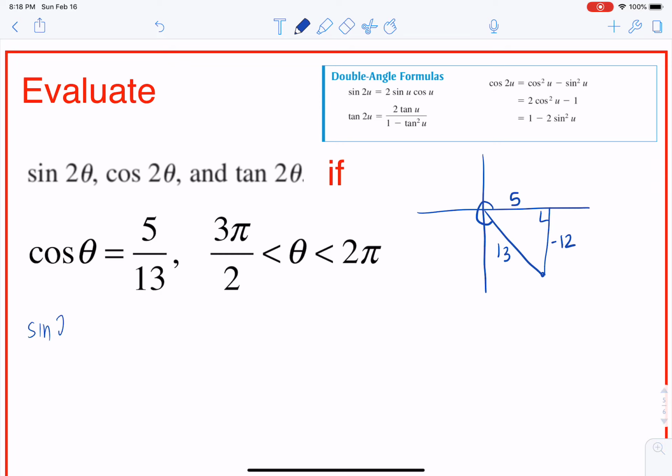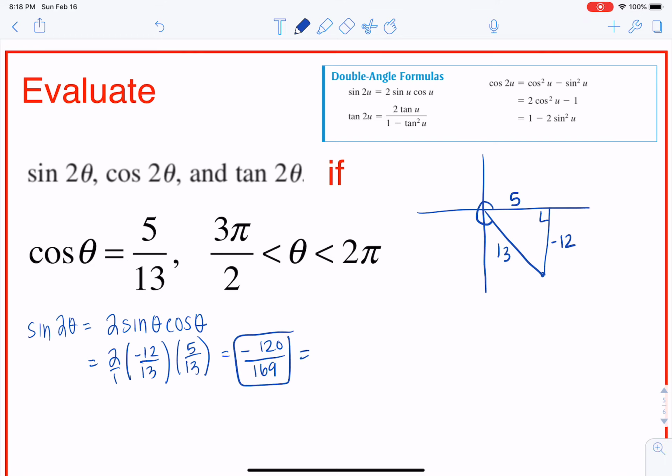Well, I know that sine of 2 theta is going to be equal to 2 sine of theta cosine of theta. So that's going to give me 2 times sine of this angle, which is going to be -12/13. And cosine of this angle, I already know, is 5/13. So evaluating this out, I get that sine of 2 theta is -120/169. So here's sine of 2 theta.